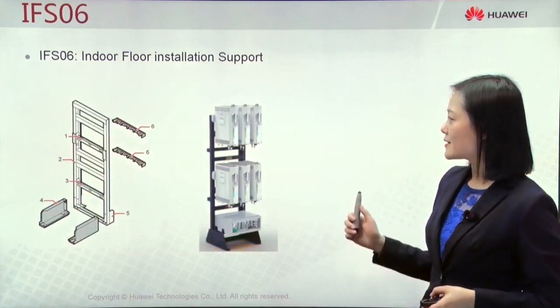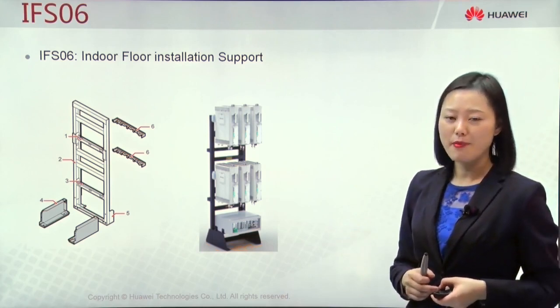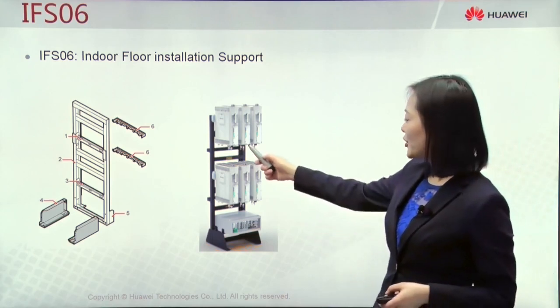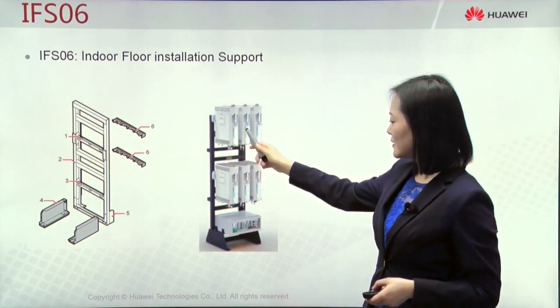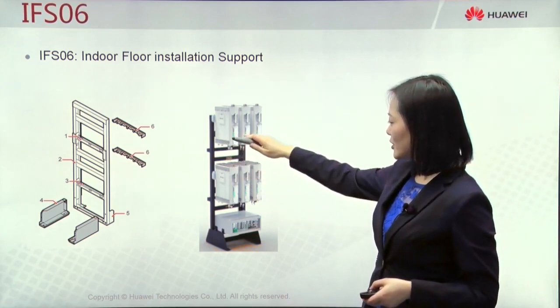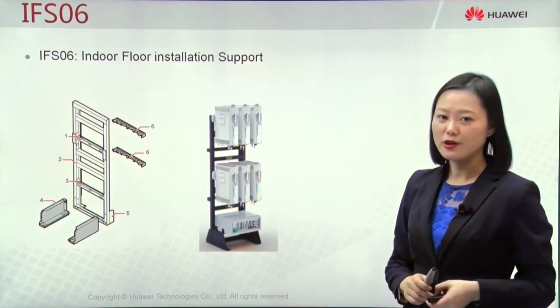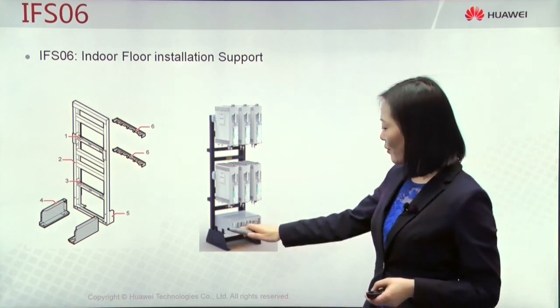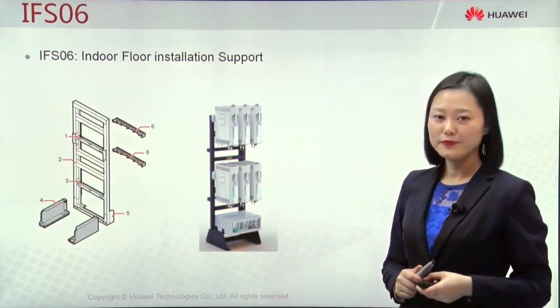IFS 06, this is the indoor floor installation support. The RRU can be installed here. This picture shows there are totally 6 RRUs installed on the support, and at the bottom we can install BBU.